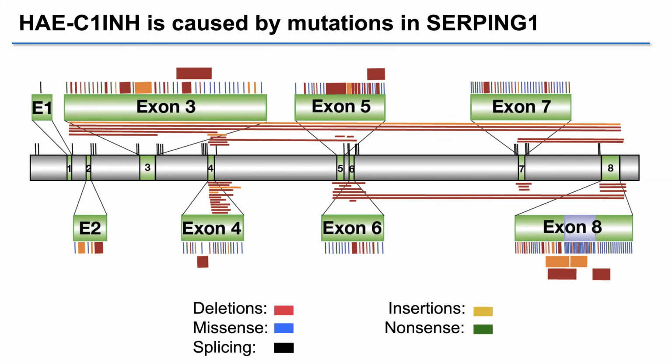I'd particularly like to draw your attention to the magenta area on exon 8. And this area codes for the reactive mobile loop of the C1 inhibitor protein, and I'll come back to that in a minute. And the reason that I put it in a different color is that with only a single exception, all of the type 2 HAE mutations occur in this very small region of the gene. And I'll explain why that is in a minute.